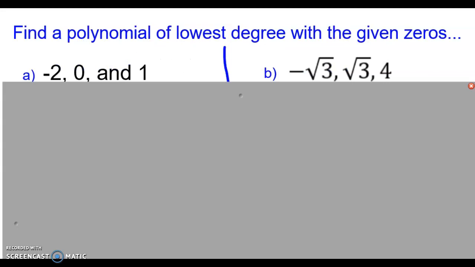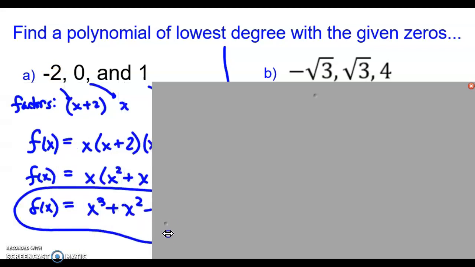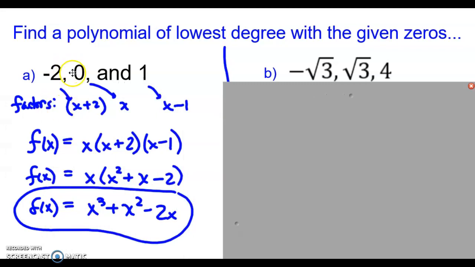If I want to find a polynomial of lowest degree with specified zeros, I have to recall that a zero relates to a factor for the polynomial. So if I have -2 as a zero, then I will have a factor of x plus 2. If I have 0 as a zero, then my factor would be x minus 0, but we just say x. And then last, if I have 1 as a zero, then x minus 1 is going to be my factor.